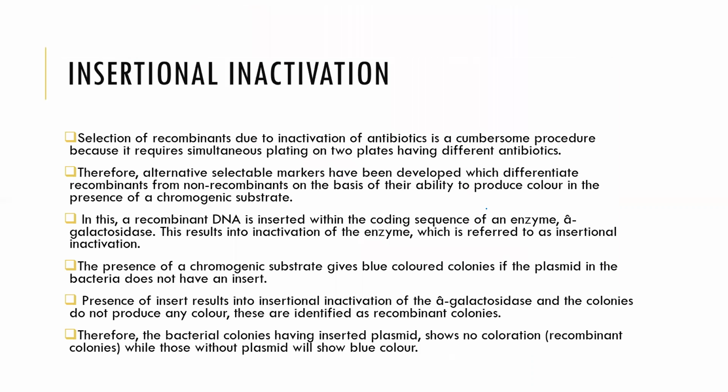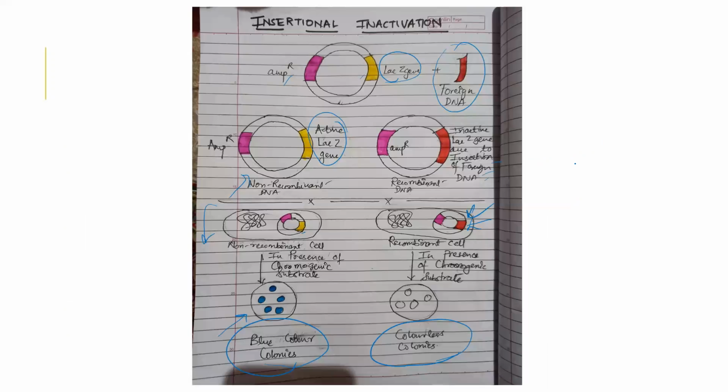We'll look into the text. Selection of recombinants due to the inactivation of antibiotics is a cumbersome procedure. We looked into the antibiotic resistance gene. It is quite cumbersome and complicated because it requires simultaneous plating on two plates having different antibiotics. Therefore, alternative selectable markers have been developed which differentiate recombinants from the non-recombinants on the basis of their ability to produce color. So in this case, we're looking at blue color colonies and colorless colonies.